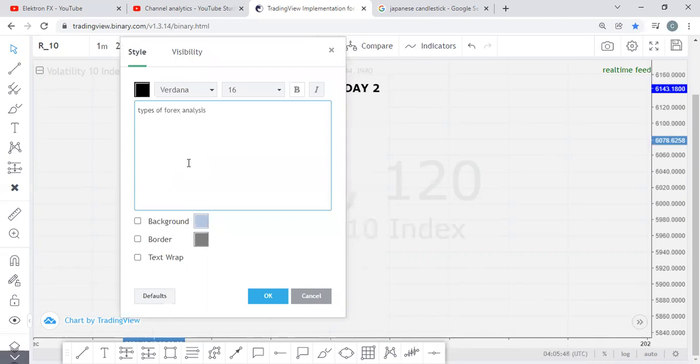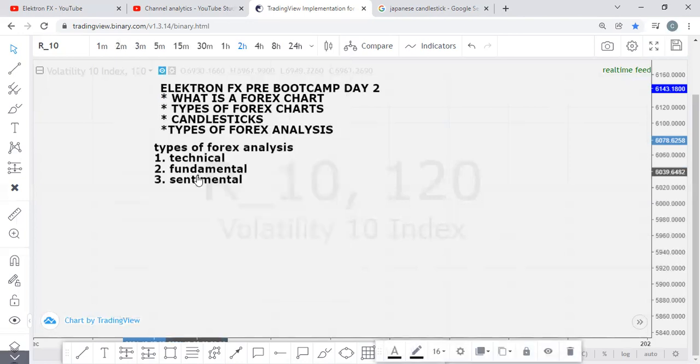So we have types of forex analysis. The first type is what's called the technical. We have the fundamental. And now we have the third type, which is called sentimental. These are the three kinds of forex analysis. If there's any other one, then the person should submit it to Wikipedia. But these are the ones that are well known.